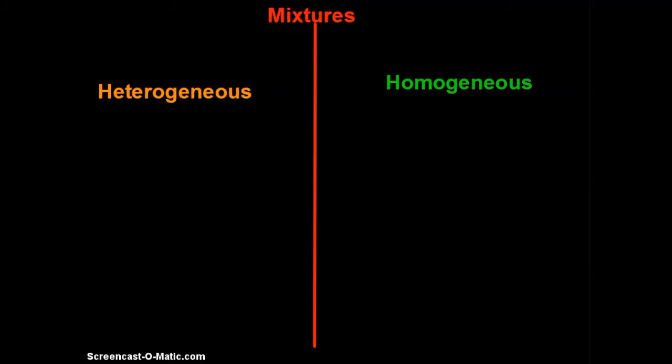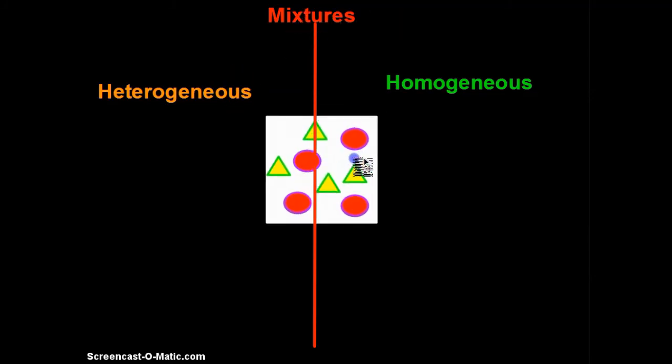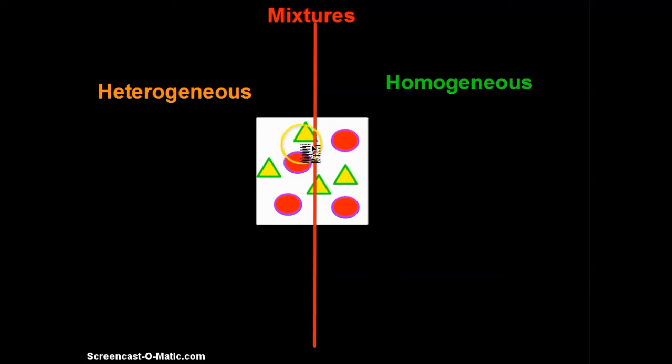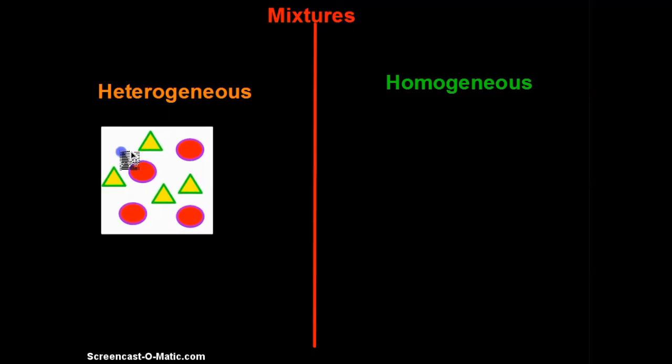Okay, so let's look at the different types of mixtures. If I bring in a sample here, we know that this is a mixture from a previous slide, and we have different types of particles, not bonded to each other, just mixed together. We have triangles with the circles, they're not bonded in any way. We can see that they look different, we can see the difference. That's going to be a heterogeneous mixture.